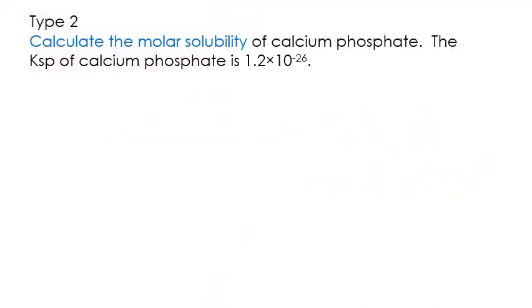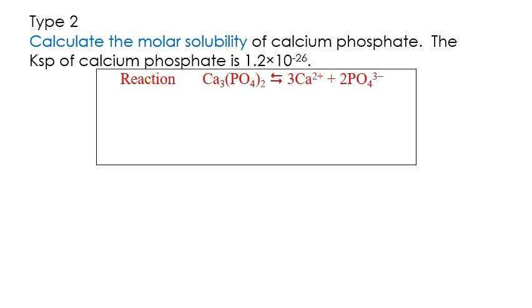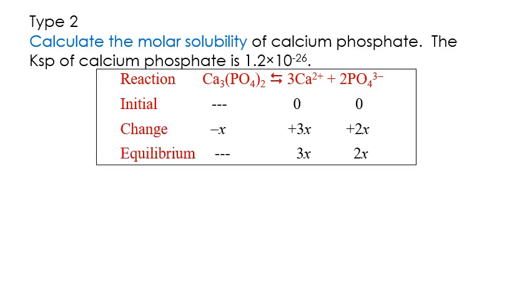And now let us see the type 2 calculations. Calculate the molar solubility. So that means here we have to calculate x. What is given here is the Ksp value of calcium phosphate. So first we can write the RICE table, with the initial concentration and then change. Then we can write the Ksp expression.